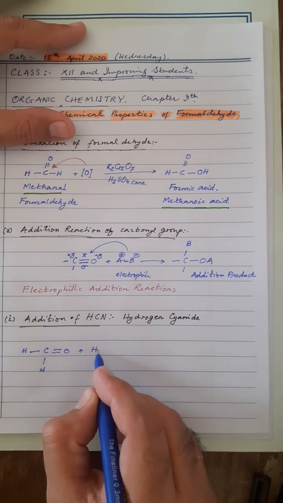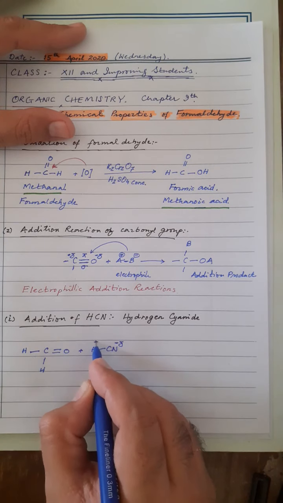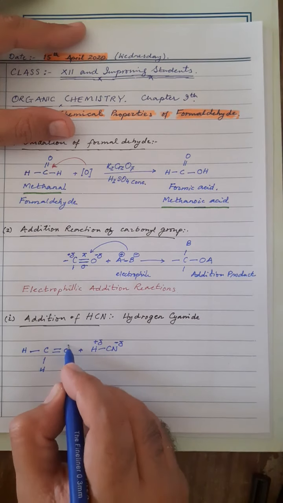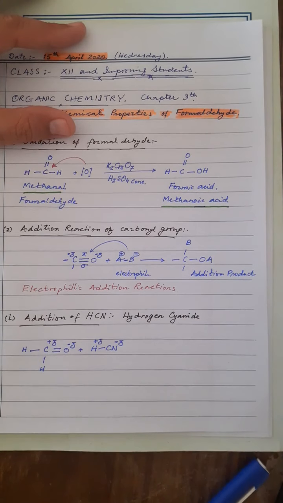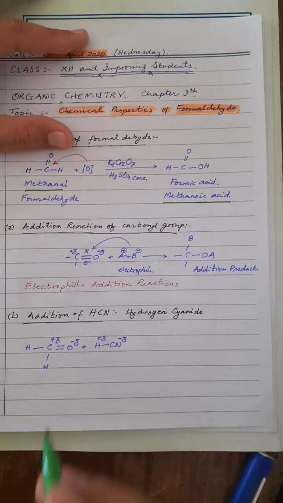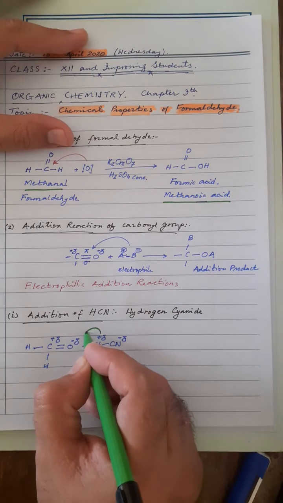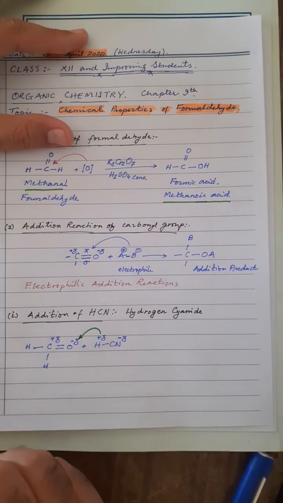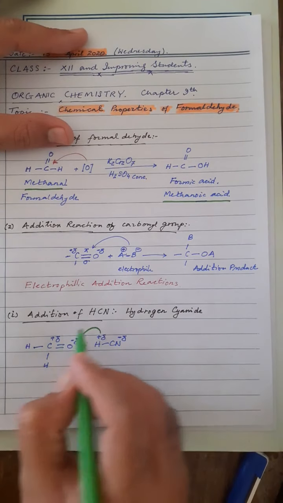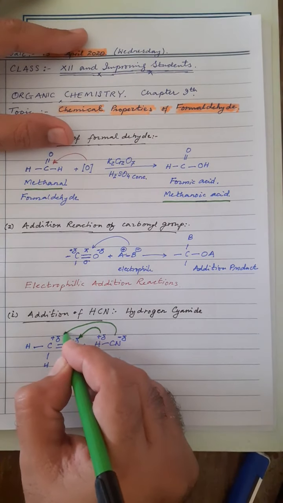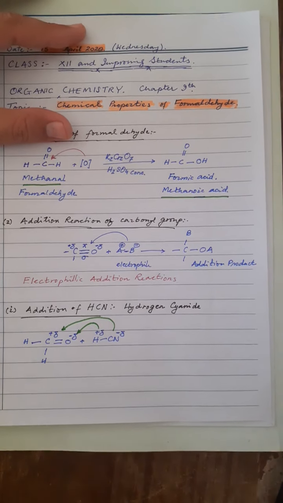So HCN. As you know, in the HCN, this part is negative, so HCN is a proton donor. So what do you expect? Can you tell me where will hydrogen go? Positive goes to negative. So hydrogen will attack on the oxygen. So there will be a new bond. And the cyano group is negative, carbon is positive, so it's going to go to the carbon here.